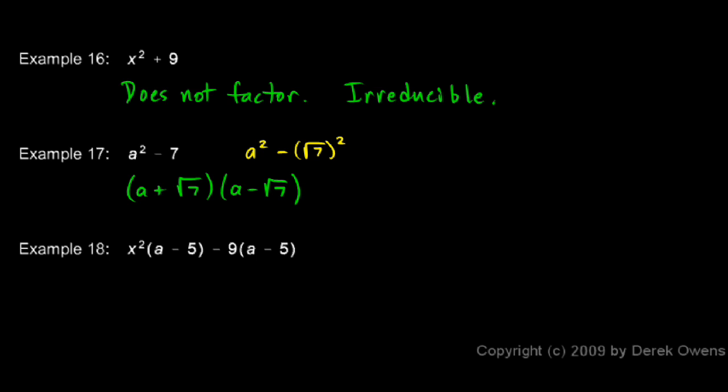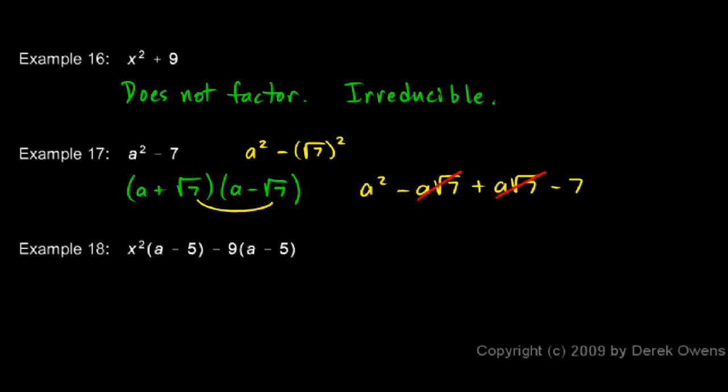And let's do a FOIL on that just to see it work out. The first gives me an a squared. The outer gives me a minus a times the square root of 7. The inner gives me plus a times the square root of 7. And then the last terms give me a minus, and I have the square root of 7 times the square root of 7, which is just 7. And sure enough, the minus a root 7 and the plus a root 7 cancel out, and we're left with a squared minus 7. So it works.